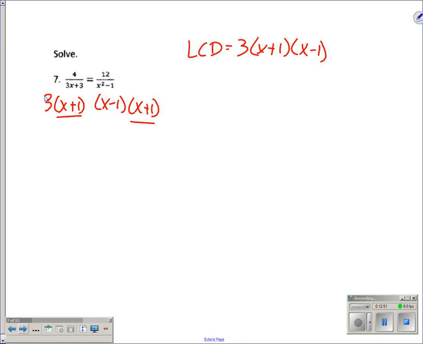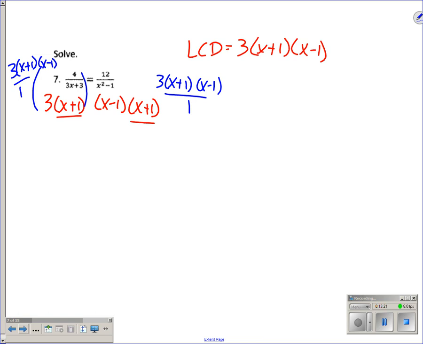So I'm going to multiply just the top over here by 3 times x plus 1, x minus 1. And I'll multiply this side by 3 times x plus 1 and x minus 1, both of which are over 1. Remember, when I do that, it's going to reduce down the common denominator, and I'll be left with an equation that's not a fraction.